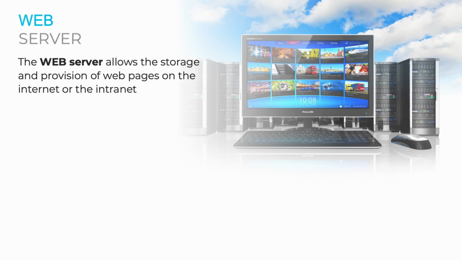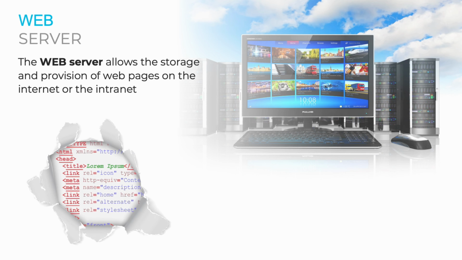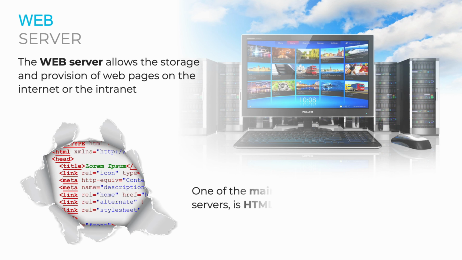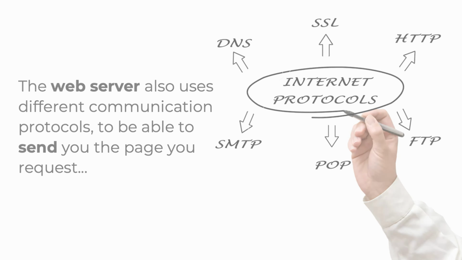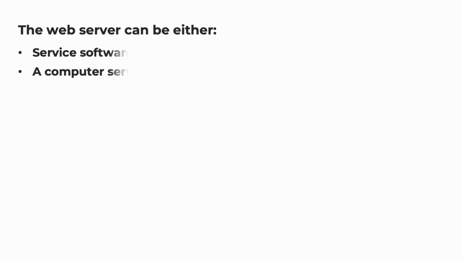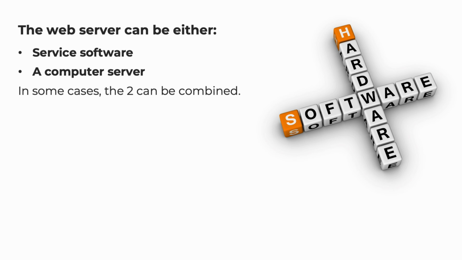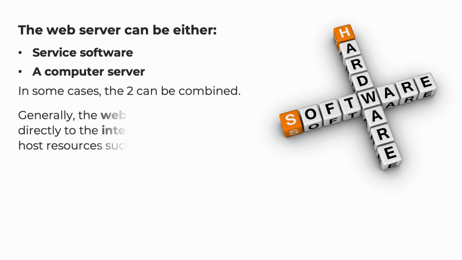The web server allows the storage and provision of web pages on the internet or the intranet. In order for these pages to display correctly, a programming language must be used. And one of the main languages used by web servers is HTML. The web server also uses different communication protocols to be able to send you the page you request. The web server can be either service software or a computer server. In some cases, the two can be combined.